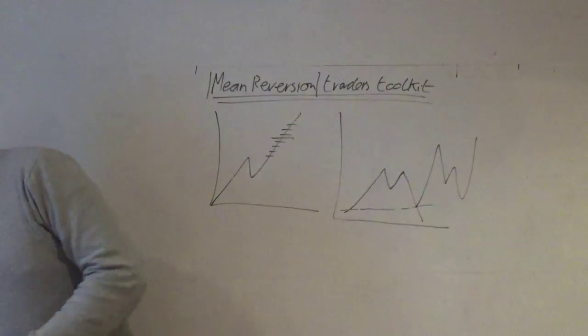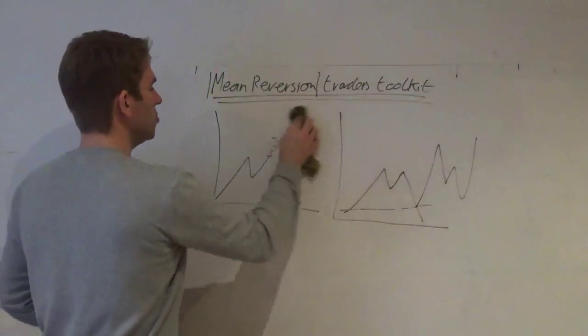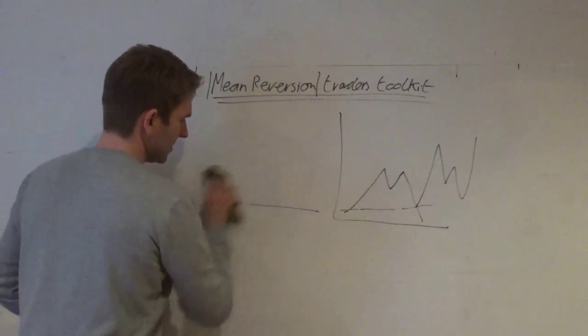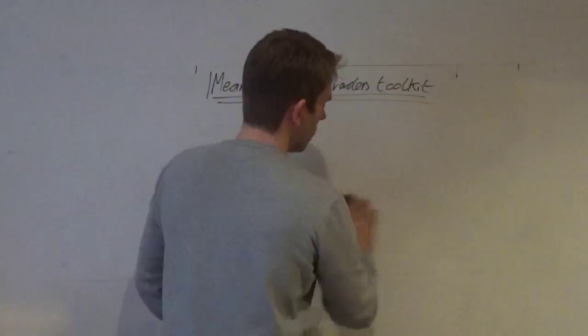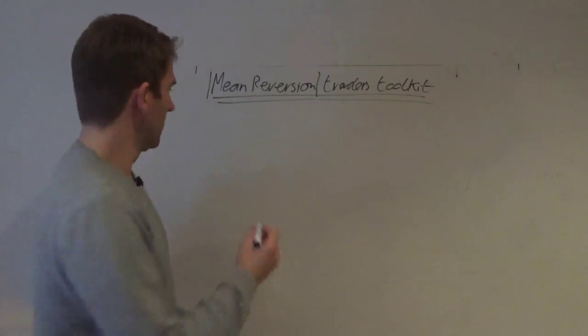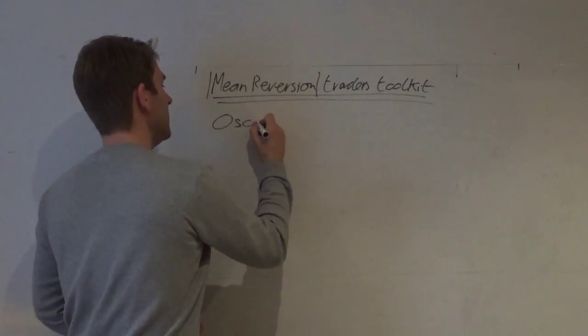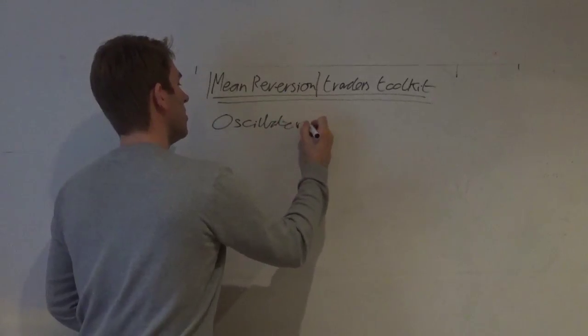Okay, so what are the kind of things that we want to use if we're a mean reversion trader? Let's get rid of some of this stuff. So the first obvious one for indicators is to be using oscillators.